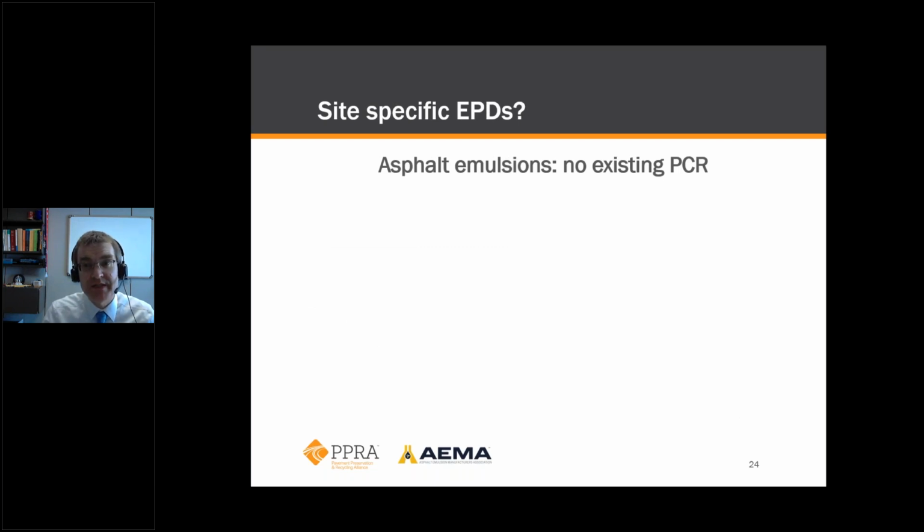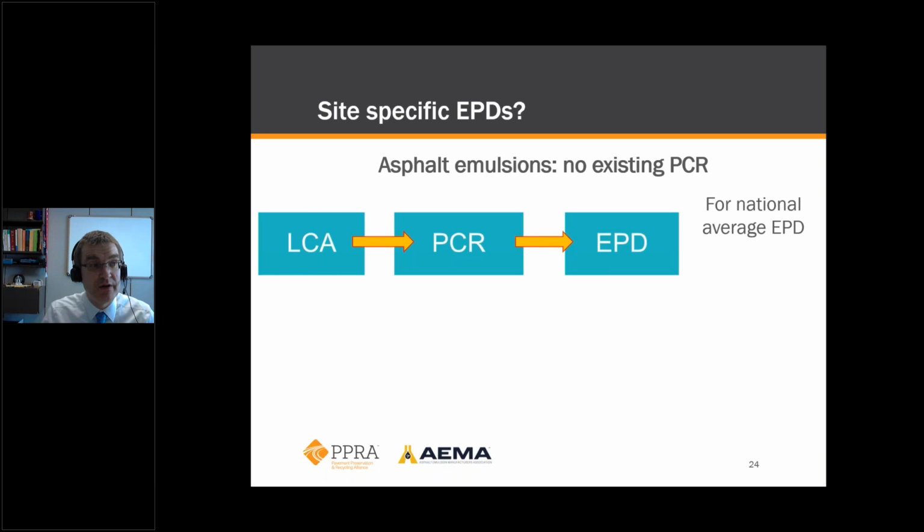Now, I've said multiple times that we're going to have site-specific EPDs. And let me just work through this concept a little bit. When I say site-specific EPDs, that means that you can look at one manufacturing facility and develop an EPD for that. And that is not what we're doing on this first stage. We're looking at a national average EPD. And because there's no existing PCR for asphalt emulsions, this is the sequence that we're going through. We're developing an LCA, we're going to produce a PCR, and we're going to develop our 4 national average EPDs.